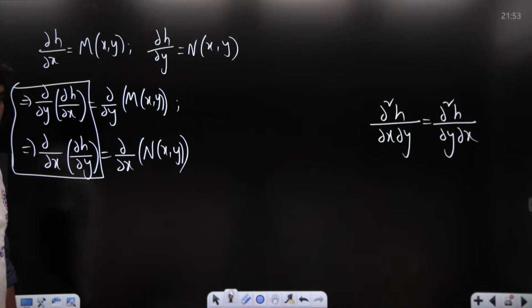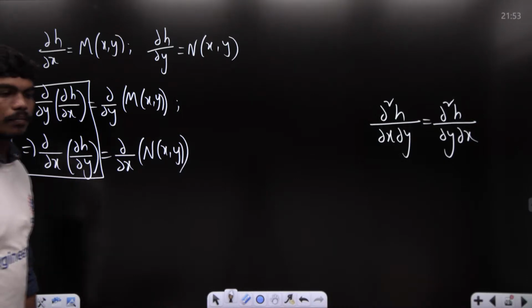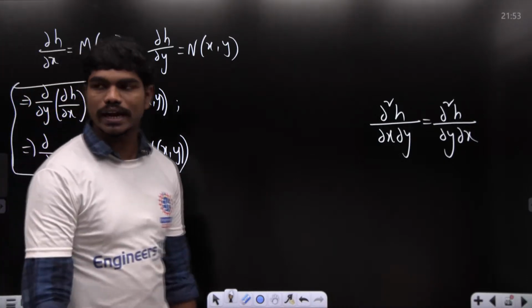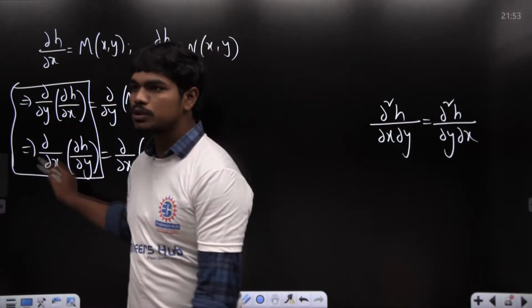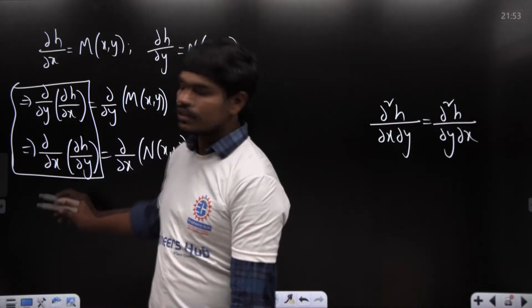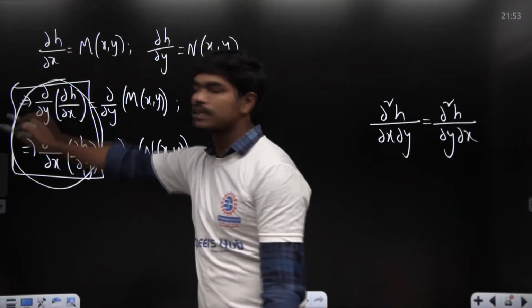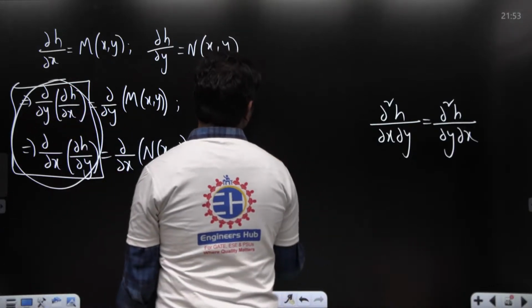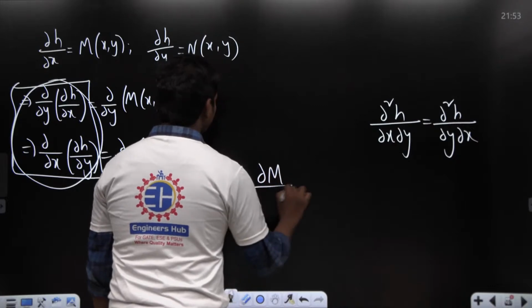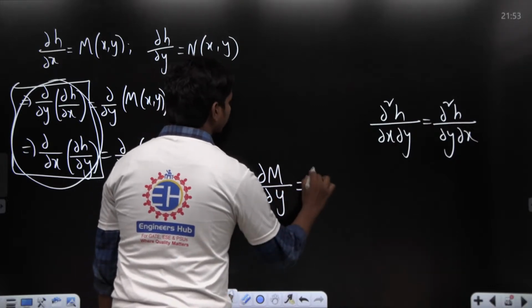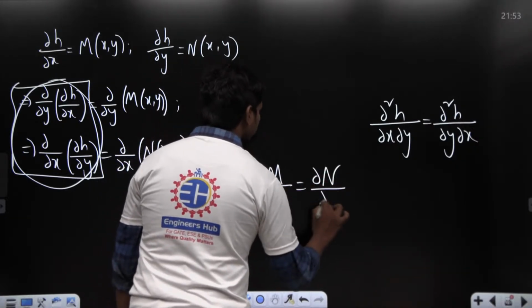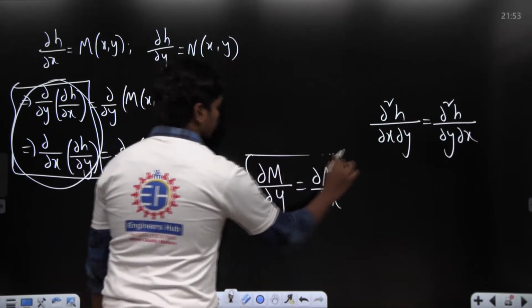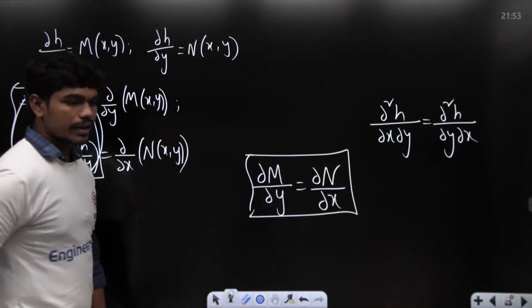Yes or no? Please respond. Can I say from this set of equations that if both left-hand terms are equal, can I write dou m by dou x or dou m by dou y is equal to dou n by dou x? Can I write this? Yes or no?